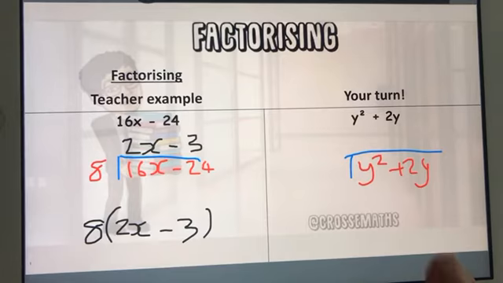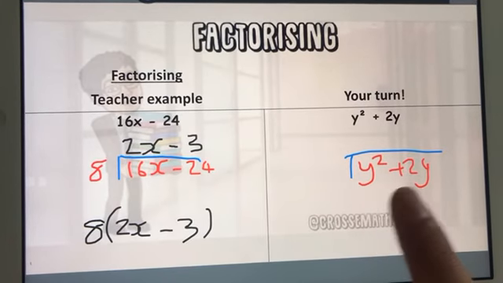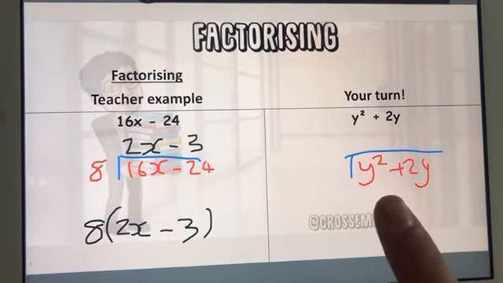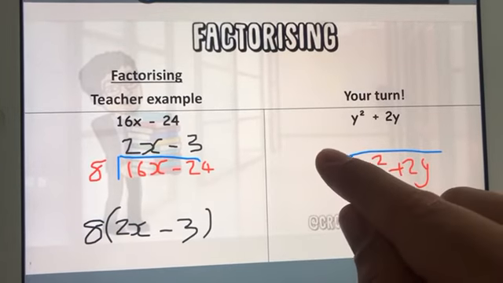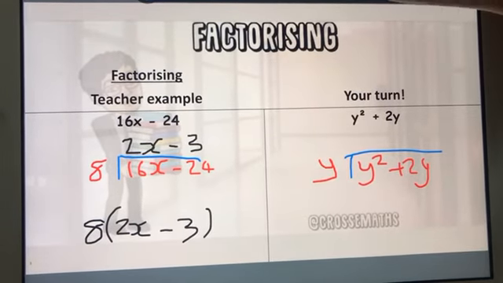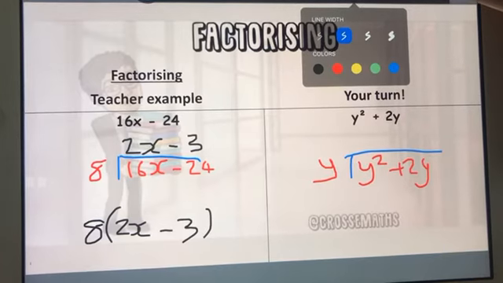Okay, and on the outside, you've got to look at these now. I can't take a number out because this one hasn't got a number. It's just got a number 1, and this has got a number 2. So there's nothing I can take out the front. But I can take a letter out. I can take the letter y out. Now, this is the point. This is why I said just wait for me if you're not sure.